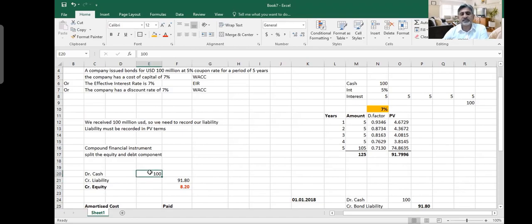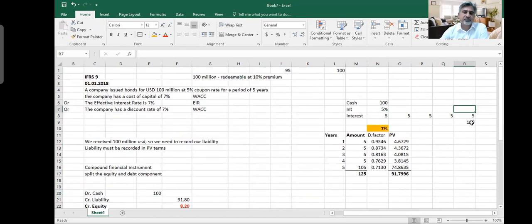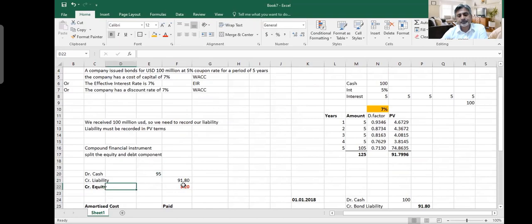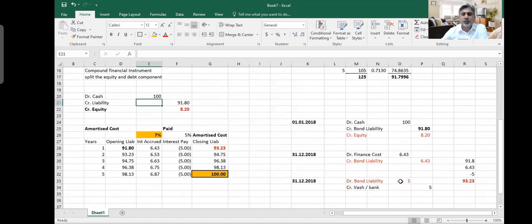So if I receive cash today 100, I still have to pay 5, and end of year I have to pay 100. No problem. My present value of liability is 91.8, but I receive cash only 95. So it means that my equity portion will be reduced. Rest of the process of discounting and compounding remains same. What goes to P&L, what goes to balance sheet remains same.